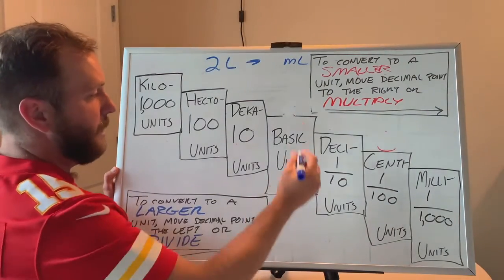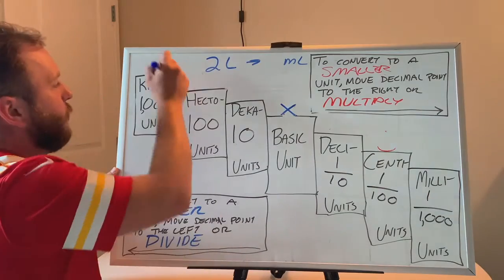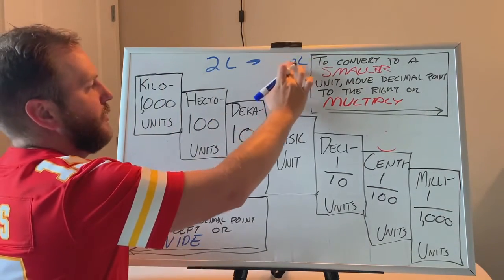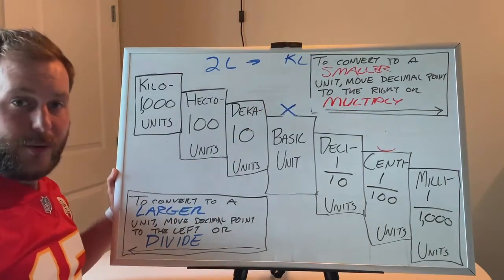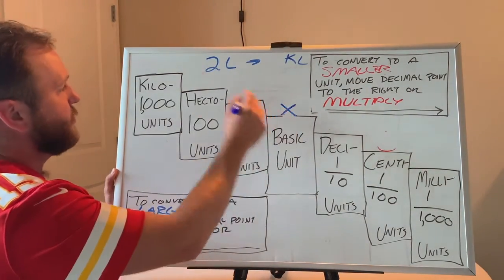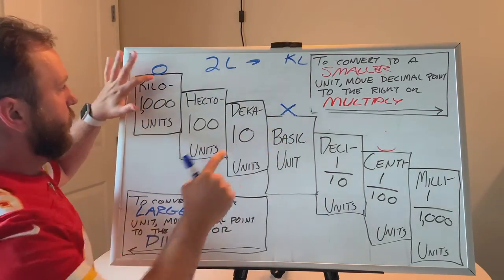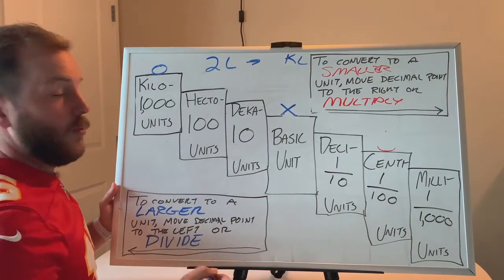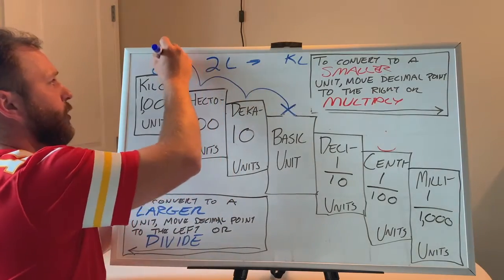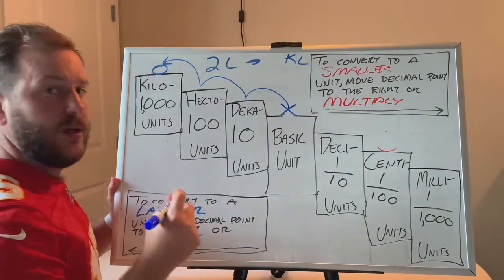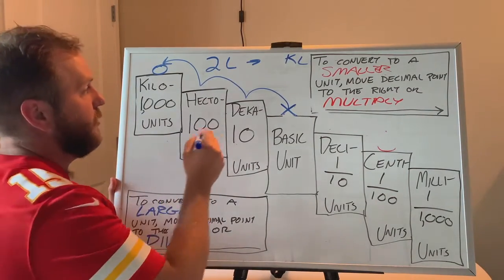All right, we are starting on our base unit, liters, and we are moving to, oops, I didn't mean that. Sorry folks, my bad. I meant kiloliters. We start with base, we're moving to kilo. So kilo is up here, going from a smaller unit to a larger unit. We're going to see how many steps we need to take: 1, 2, 3 steps to the left. So what that means is we move our decimal point 3 steps to the left.